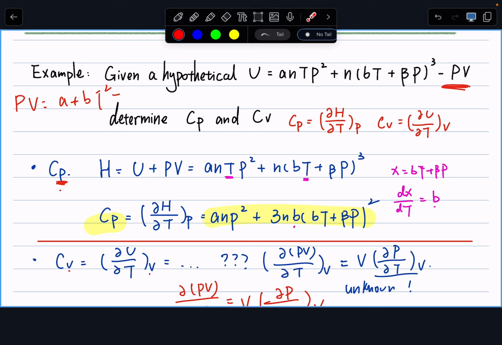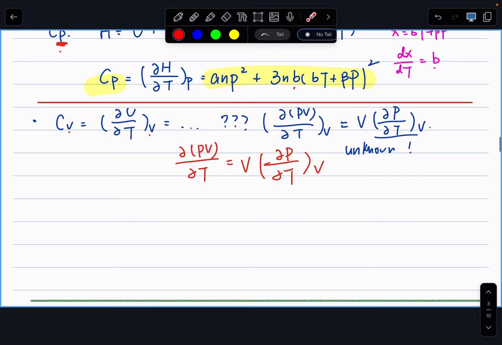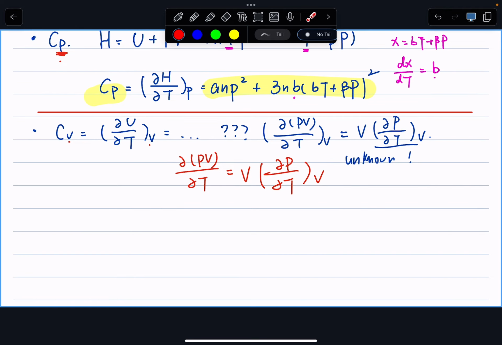Yes? So you're saying if you were to do the differentiation, because you don't know how U works with T, you would get a dU over dT, and that's unsolvable? Well, in this case, what we're trying to solve is dU over dT at constant volume, right? So this is what we're looking for.